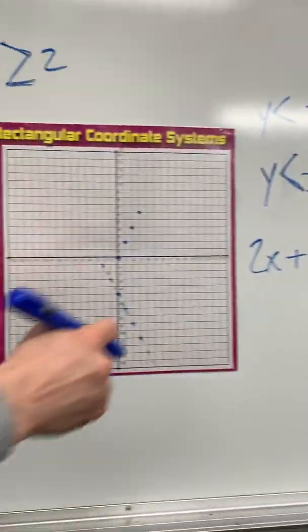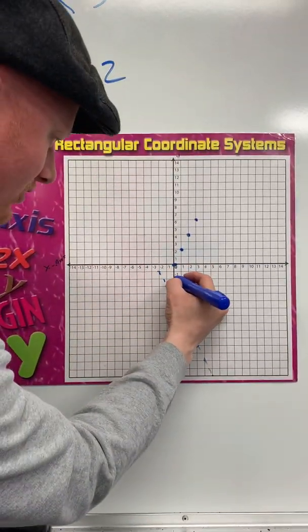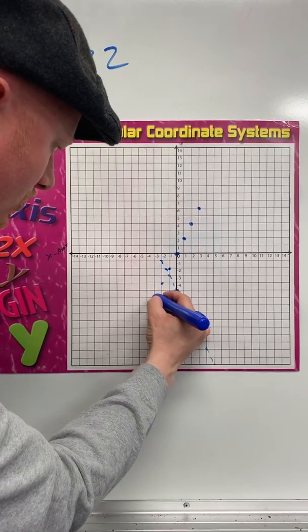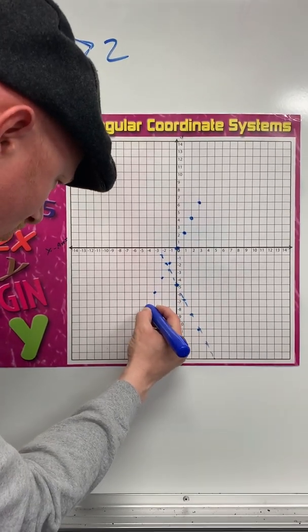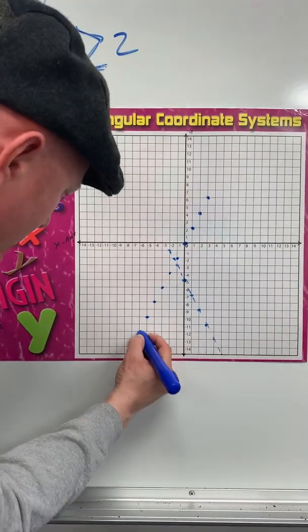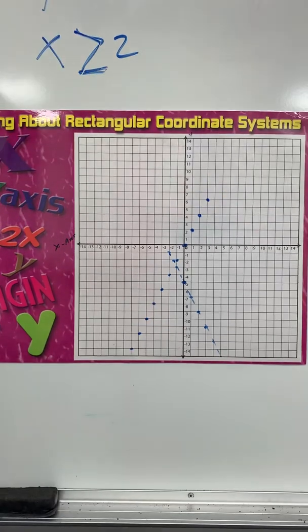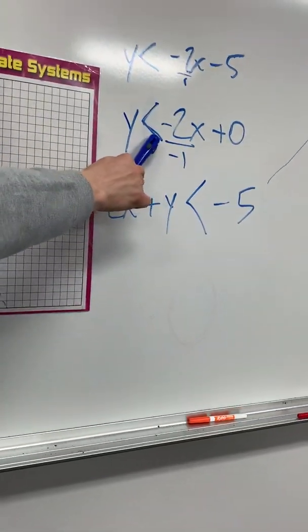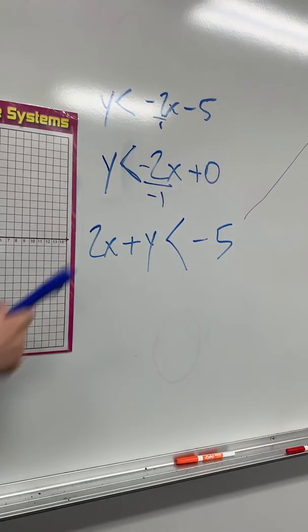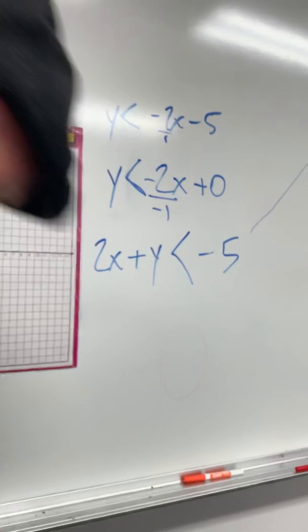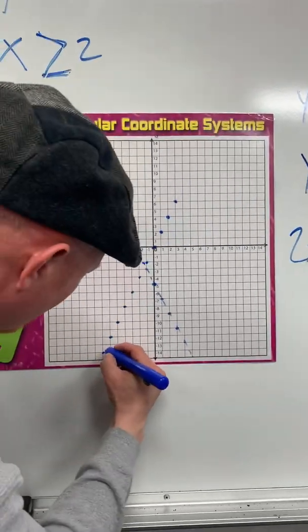All right. So we're going to go down 2 over 1, down 2 over 1, and so on. Say it with me. Down 2 over 1. All right, very good. Now, again, what kind of line is that? It's going to be a dotted line because it's not less than or equal to, it's just less than, okay? So we're gonna go dotted line.